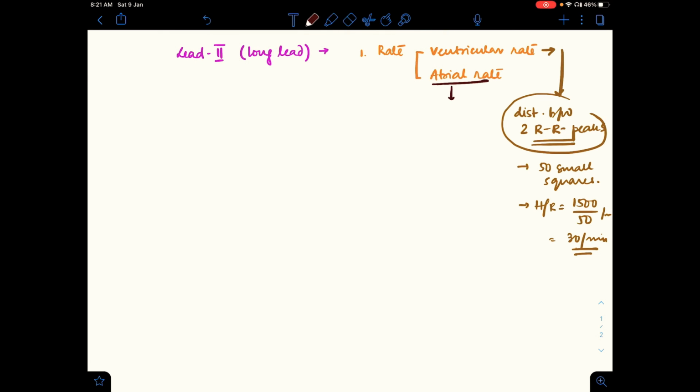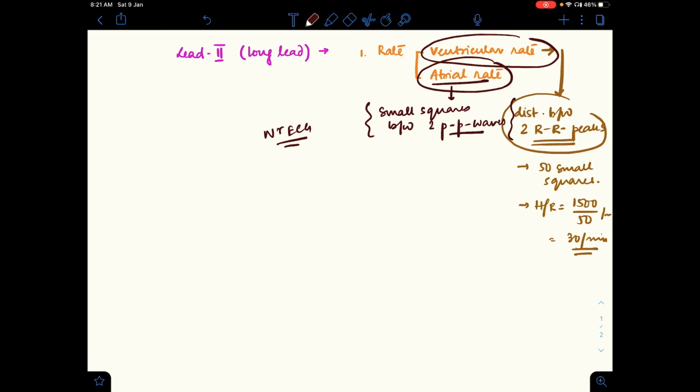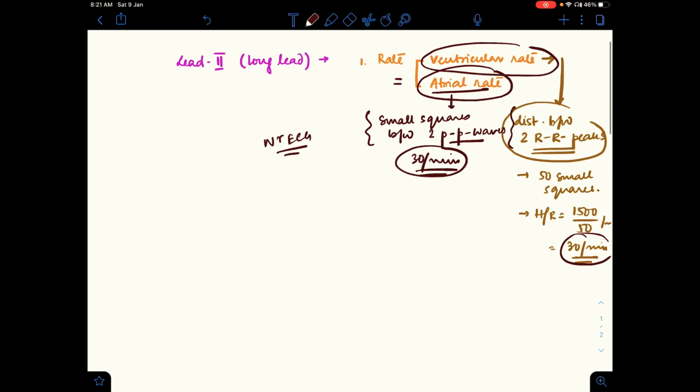Now we have to check the atrial rate. That means we have to check the number of small squares between two P waves. Usually in a normal ECG, both the atrial rate and the ventricular rate will be equal. So as there is 30, the atrial rate will be 30. A wild example, I know, but it will be equal. So the ventricular rate is equal to the atrial rate, which is equal to the heart rate.